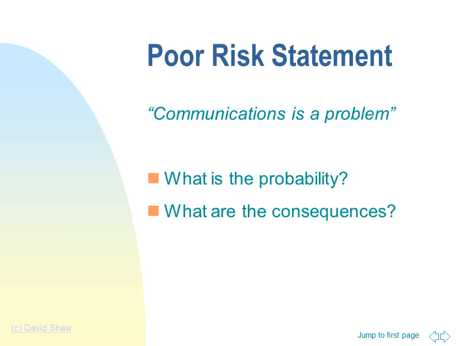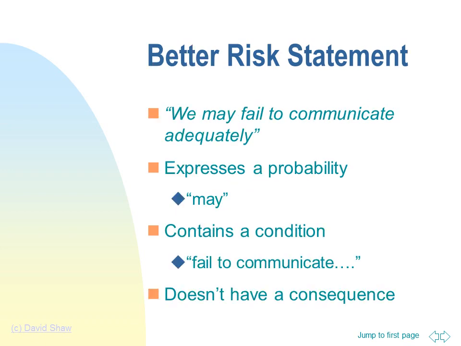On our project, we might identify communications as a risk, but we haven't quantified it in any way. What is the probability of this risk occurring? What are the consequences if it does? Without knowing this, we can't analyze the risk. Here is a better risk statement. It expresses the probability and contains a condition, but it doesn't have a consequence.